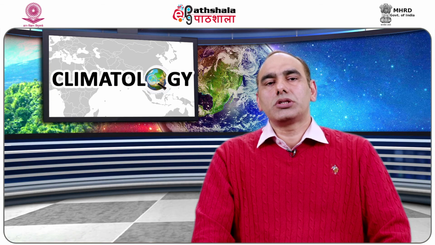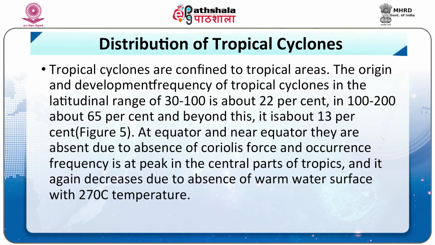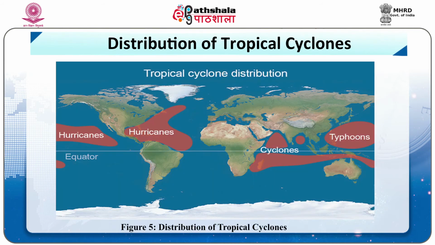Let us come to distribution of tropical cyclones. Tropical cyclones are confined to tropical areas. The origin and development frequency of tropical cyclones in the latitudinal range of 3 degree to 10 degree is about 22%. In 10 degree to 20 degree, about 65%. And beyond this, it is about 13%, as it can be seen in figure number 5.